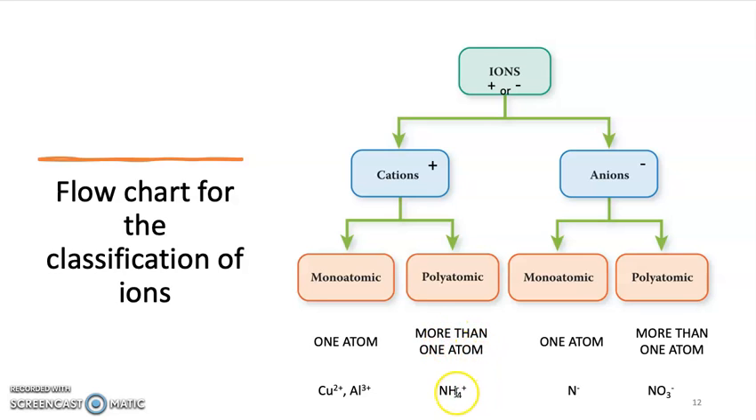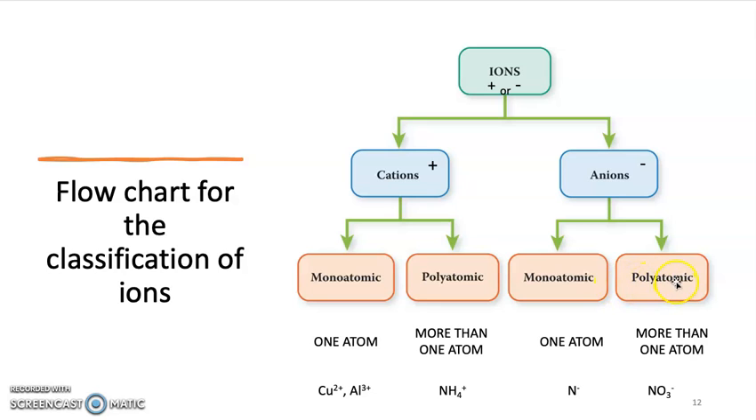For example, ammonium ion. You can see this cation contains more than one atom, the nitrogen element and 4 hydrogens. So together it's 5 atoms. Likewise for the monoatomic anions. Monoatomic anions are ions that only contain one atom. For example, N minus, nitride ion.